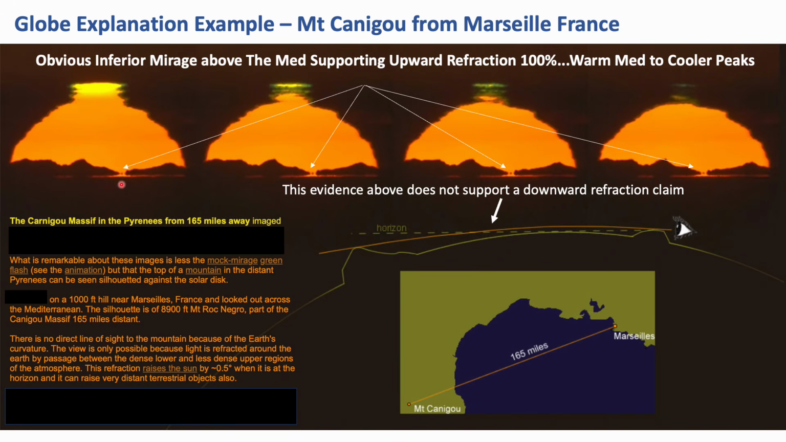So this is the Mediterranean Sea here, right? And that's warm air. I mean, the Med's pretty warm, and that's a 9,000-foot mountain. So you got cooler peaks. So you got warm under cooler air, which is upward refraction. If anything, these peaks are brought lower, not higher.